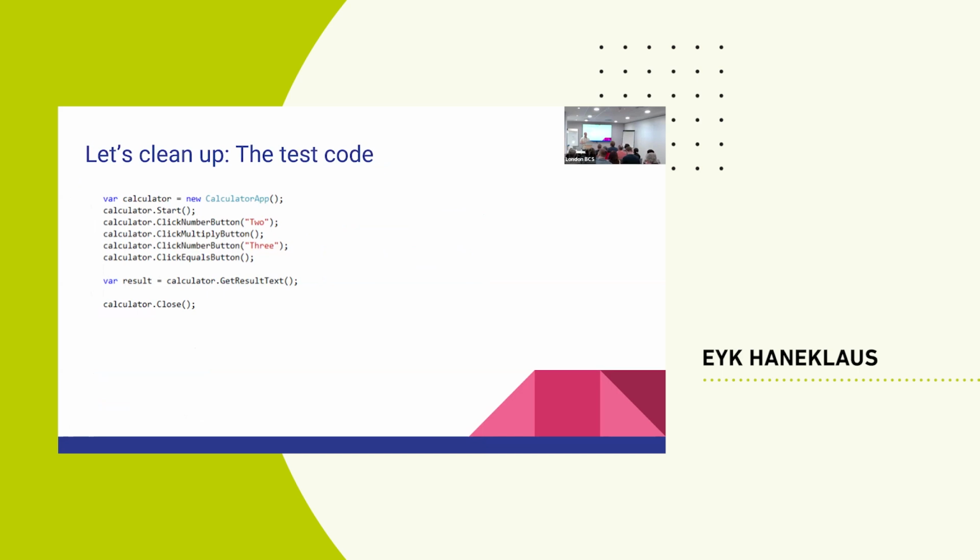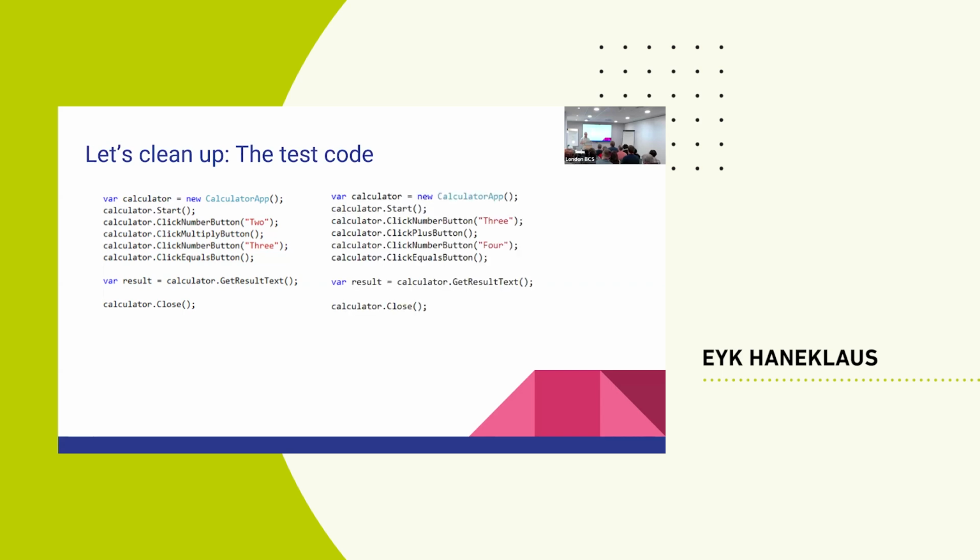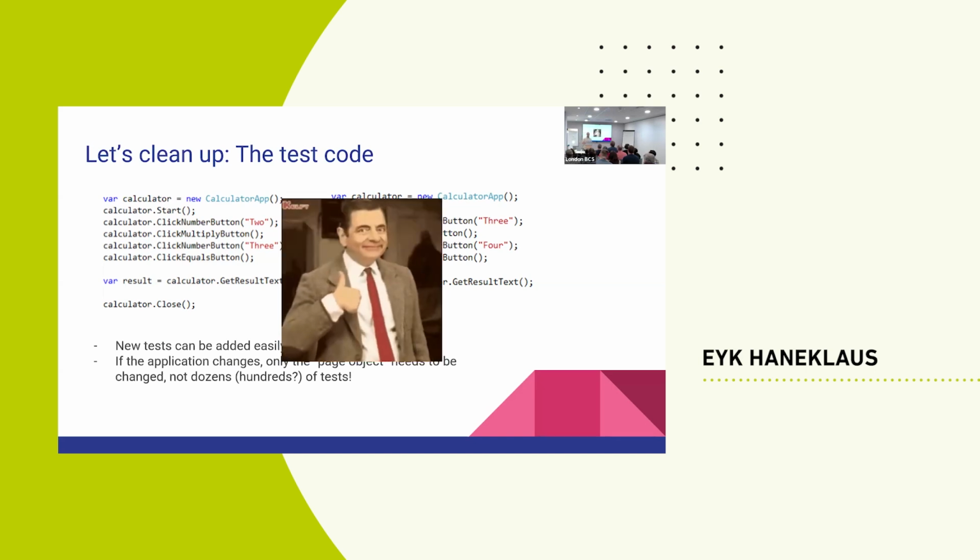Now, adding an additional test case does not multiply the amount of code necessary. Only a few lines are added. It's very similar to the previous test case, and now we test the plus button, or addition. So I think new test cases can now be added easily. And if the application changes, namely the Windows calculator, only the page object needs to be changed and not dozens, hundreds, or even thousands of test cases. I hope you like this one.